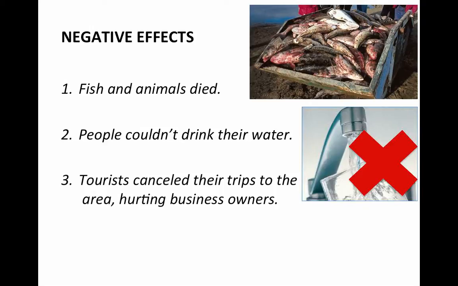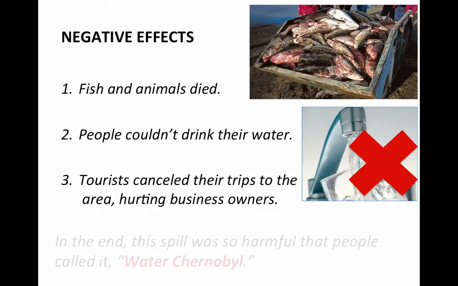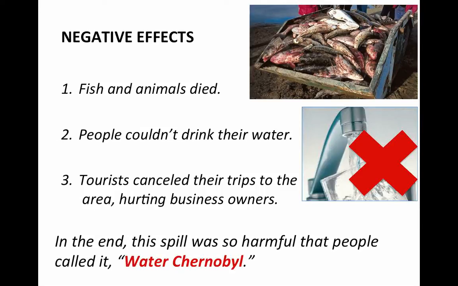Third, tourists canceled their trips to the area, hurting business owners. Because people weren't visiting the region, it meant that all of the people who were depending on tourism weren't making any money. And this lasted for quite a long time after people heard about the spill. They were worried about the water. So people in the tourism industry were really affected. In the end, this spill was so harmful that people called it Water Chernobyl.